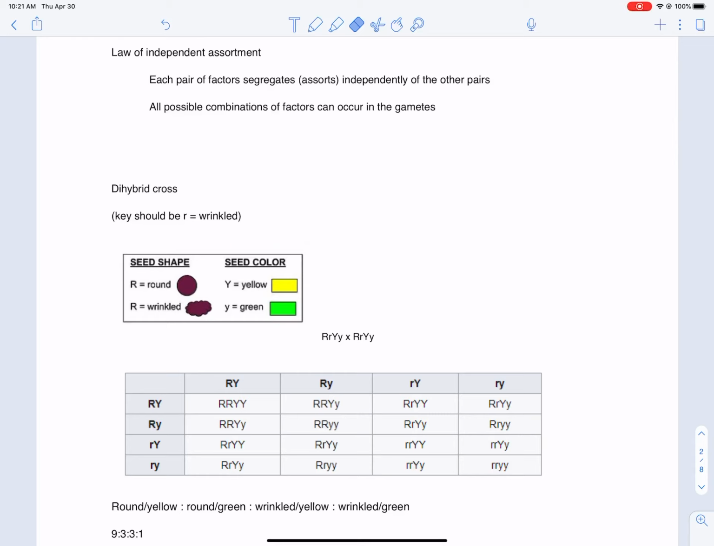Okay, today I want to finish up 10.1. I want to talk about two things: the law of independent assortment, and apply that to a dihybrid cross, and then take a look at the probability, multiple probabilities. So, first of all, what's the law of independent assortment?